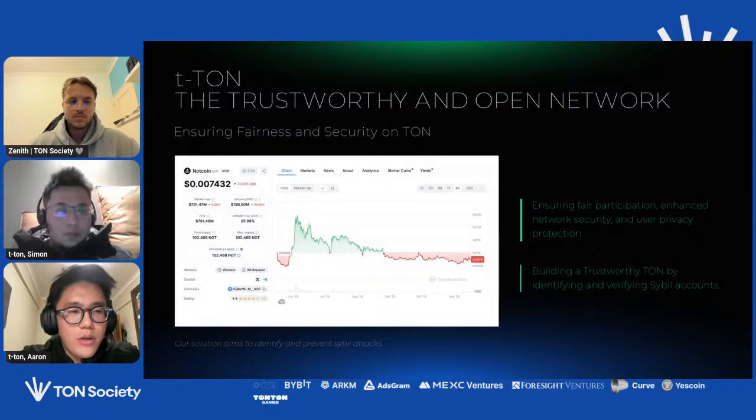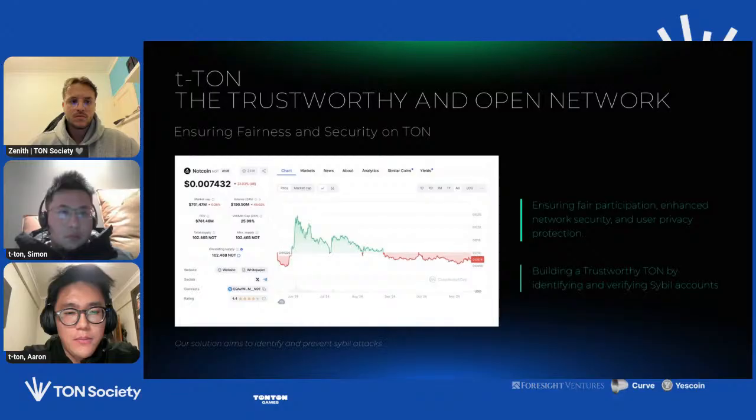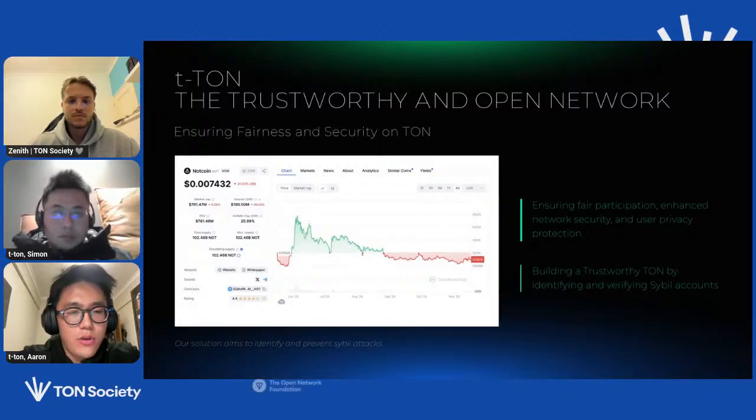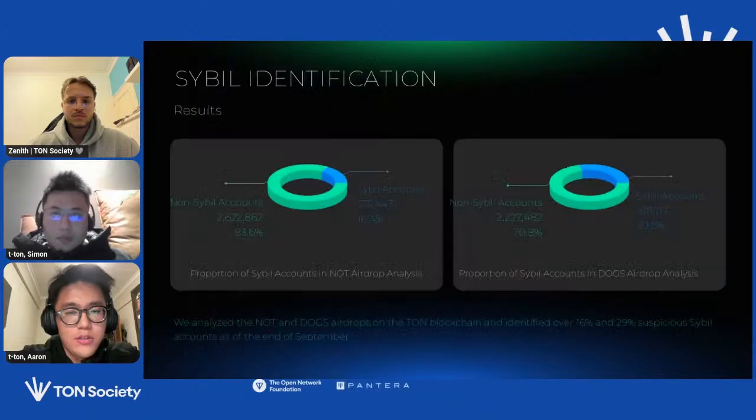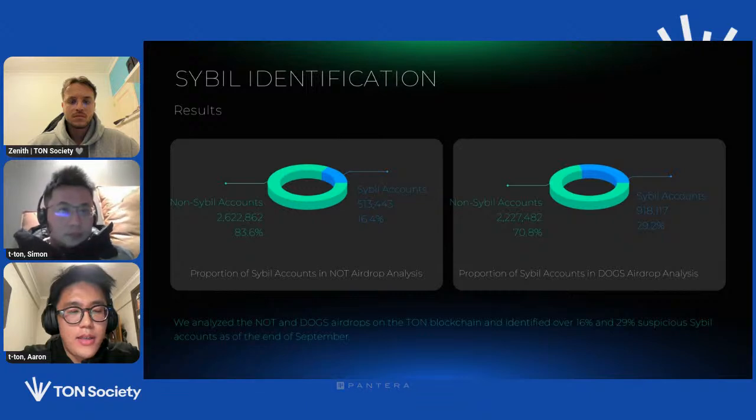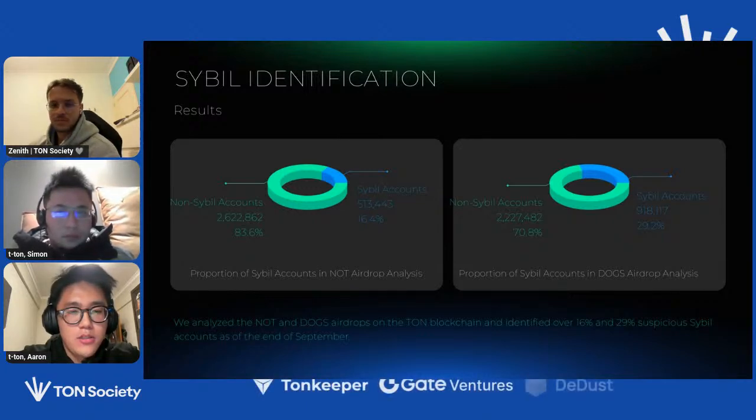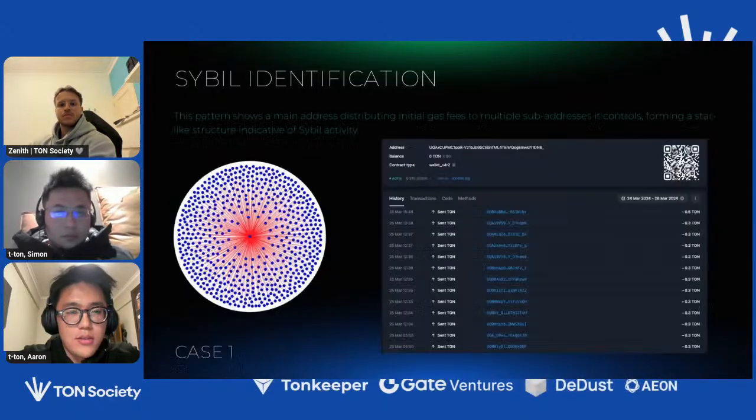Reaching real users is the key to success for any project. So we use on-chain data and machine learning tools to detect Sybil and robot accounts to help build a trustworthy ecosystem. We analyzed 2 popular airdrops on the Ton blockchain, Notcoin and DOGS, and we revealed that over 60% and 29% of participating accounts were identified as suspicious Sybil accounts. This amounts to more than 1 million addresses.